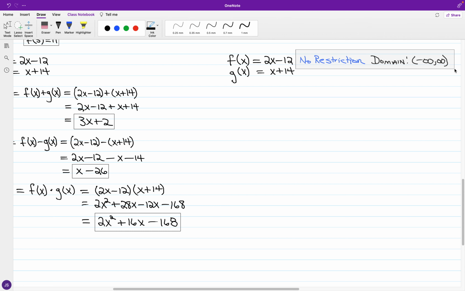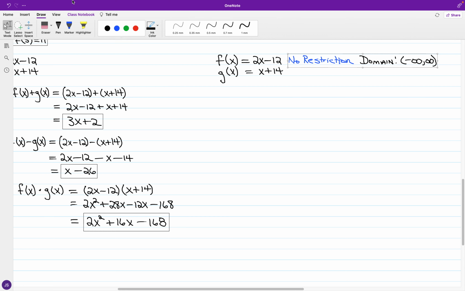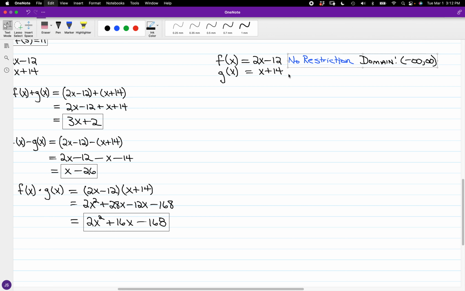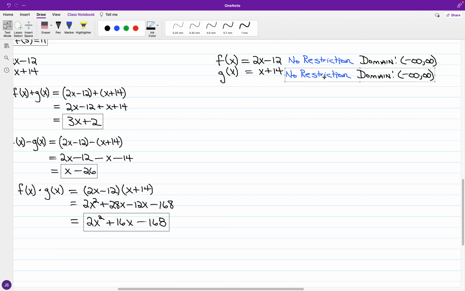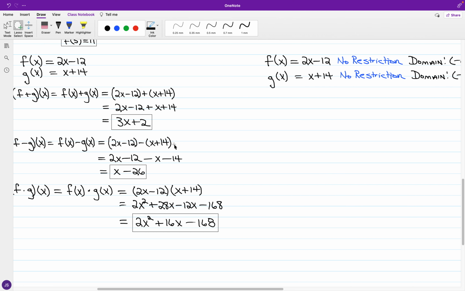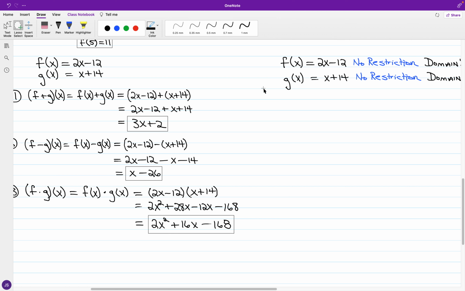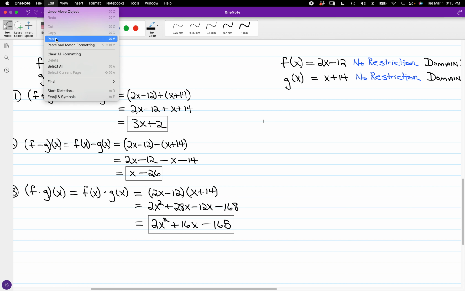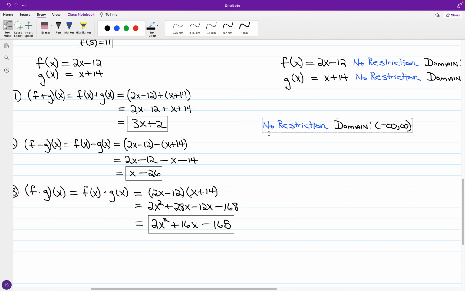And the same thing applies to g of x. Again, we have no restriction, and its domain is also the set of all real numbers. And since the sum, difference, and product functions don't have any restrictions between f of x and g of x, we have the same domains throughout. So for the sum, difference, and product functions, we're going to have the set of all real numbers.